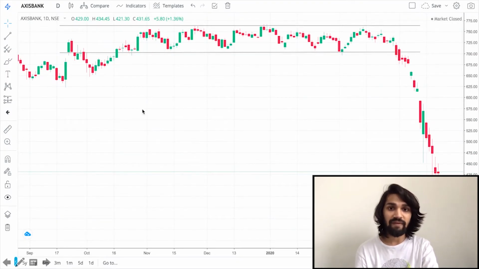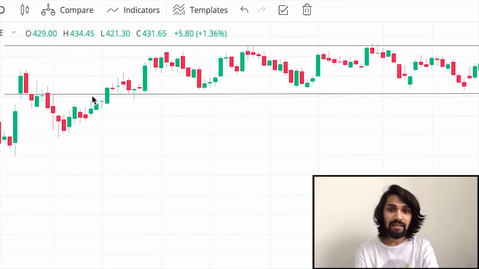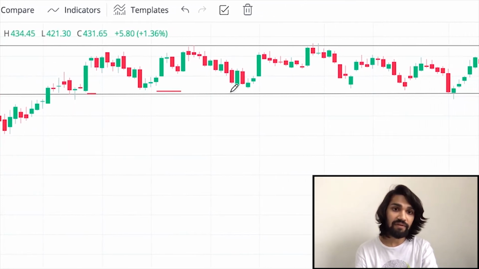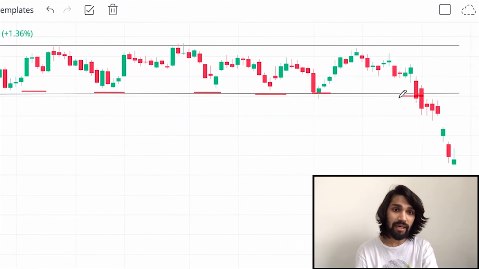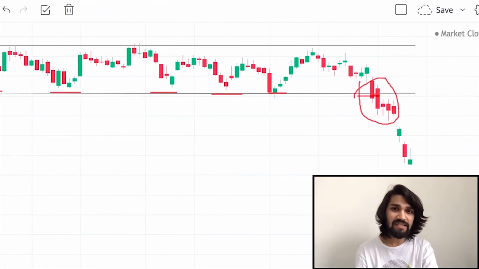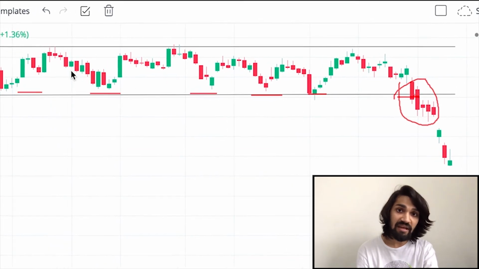This is a chart of Axis Bank. If you see, here is a very strong resistance. The price tried crossing this point once, twice, 3, 4, 5 times. And the 6th time when it broke this point, look where the price went. So this is a very strong support, around 700 rupees, but when it broke the strong support, the price went till 300s.